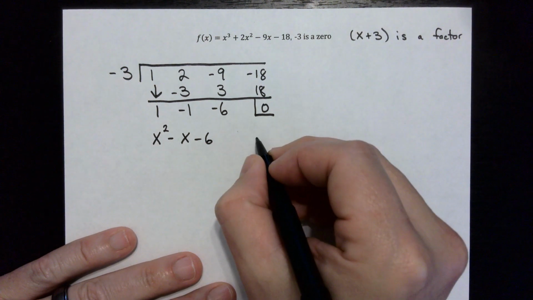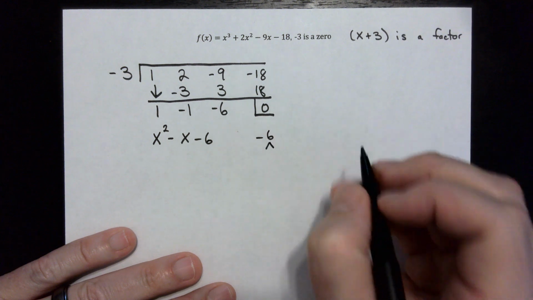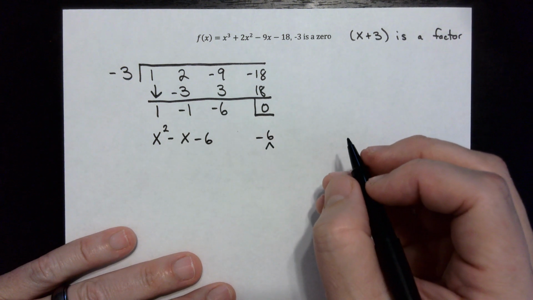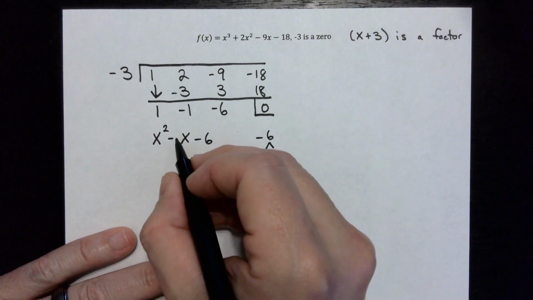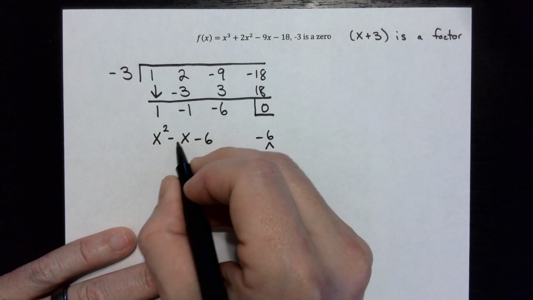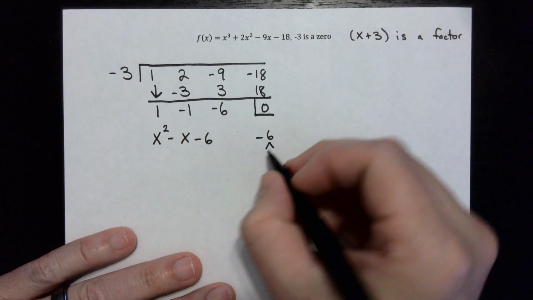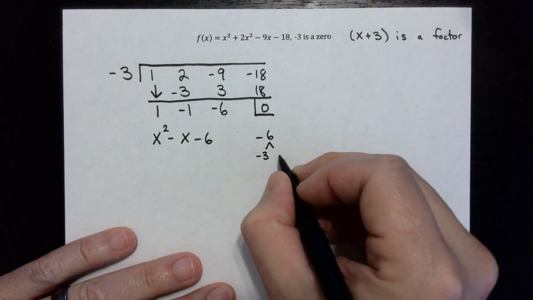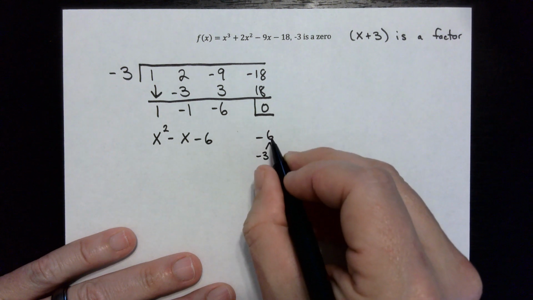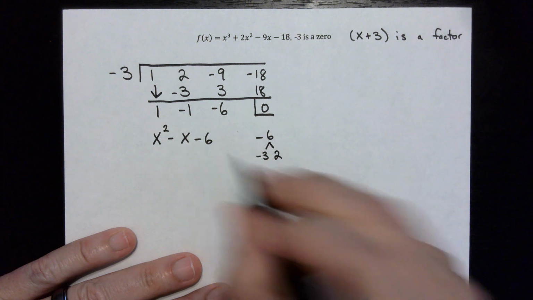1 times negative 6 is negative 6. We want to find two things that multiply to get negative 6, but add to get this middle number. And there's no number here, so it's a 1, right? So negative 1. Okay, so that would be negative 3 and positive 2. If you multiply those, you get negative 6. If you add them, you get negative 1.